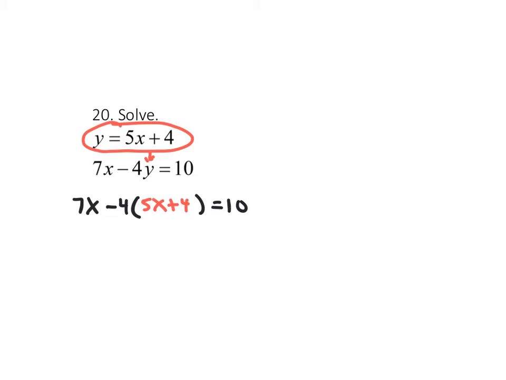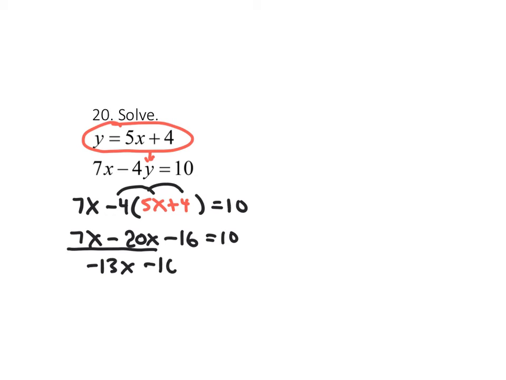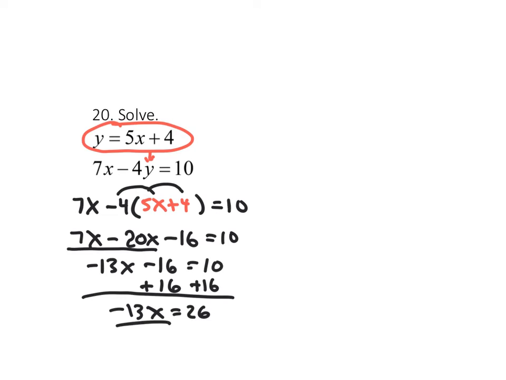Now I have one equation with one unknown that I can solve. Distribute the negative 4. 7x minus 20x. And then finally, negative 4 times positive 4, that's minus 16, equals 10. Combine like terms. 7x minus 20x is negative 13x. Isolate the variable term by adding 16 to both sides. Negative 13x equals 26. Divide both sides by negative 13, and I get x equals negative 2.